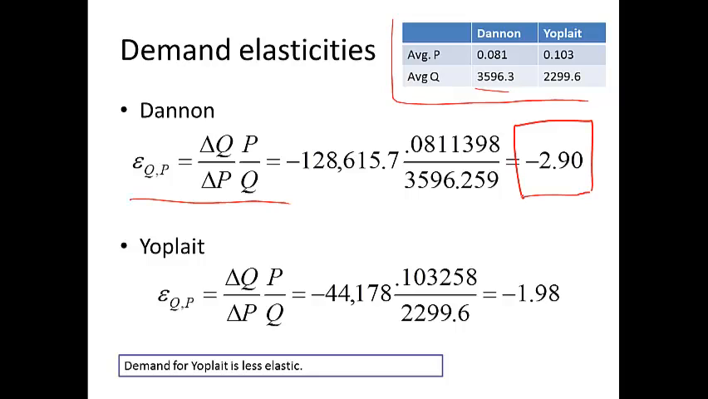So the elasticity of demand for Dannon is minus 2.9. The elasticity of demand for Yoplait is minus 1.98. So the punchline on this slide is that the demand for Yoplait is less elastic, which looks like Yoplait therefore has more market power.